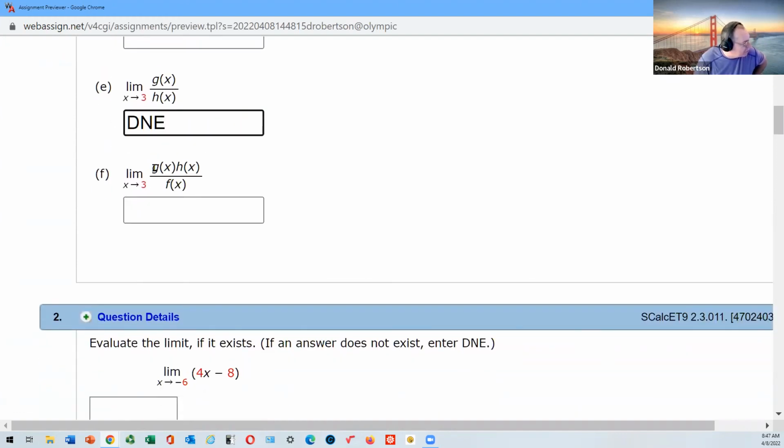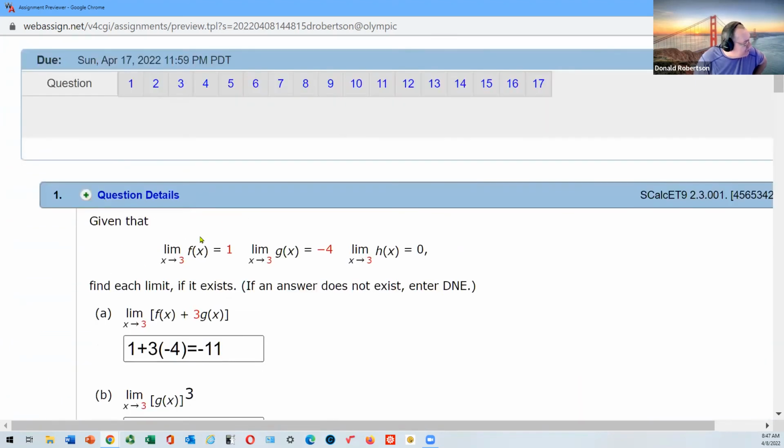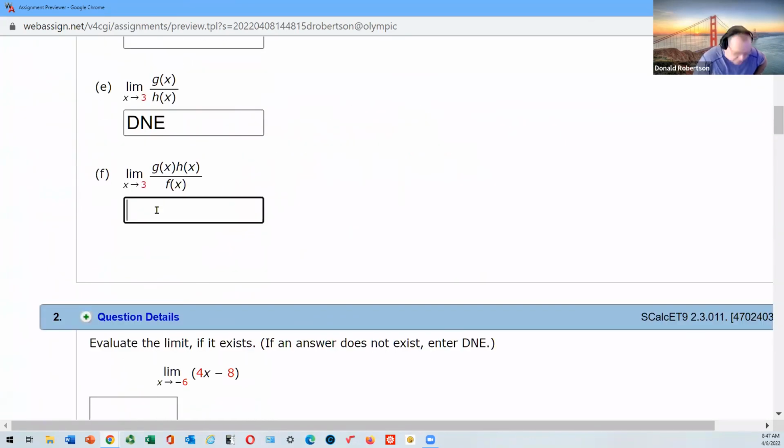And in this last one, it's a G, an H, and an F. So the G is this guy. The H is this guy. So -4 times 0 over 1. And I can do that in my head. It's 0. So that was question 1. Basically, if you tell me the value of a function or multiple functions, I can then tell you the limit of any combination of them, right? F of x plus 2g of x, you know, that type of thing.